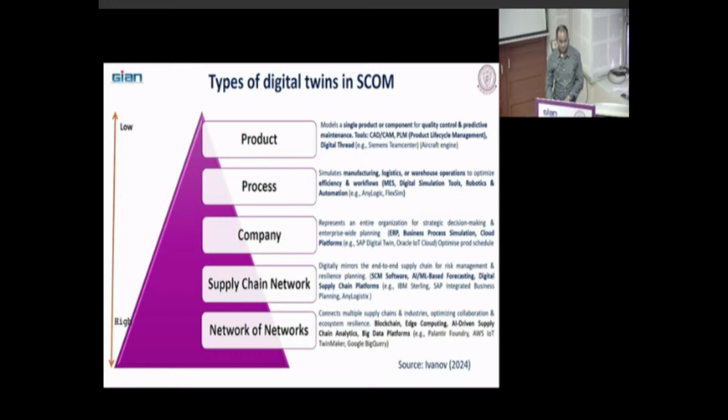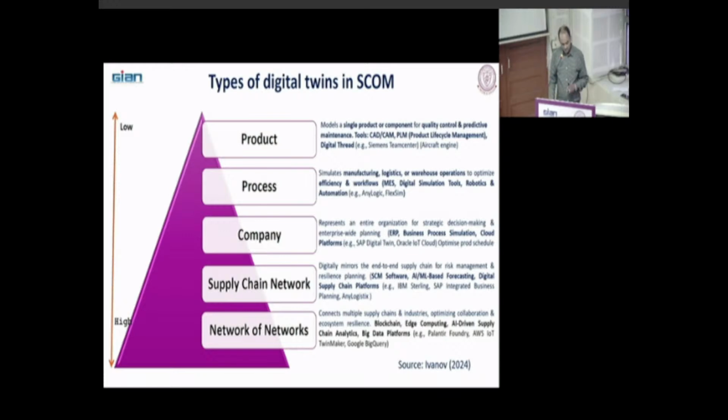Then supply chain network. A supply chain digital twin digitally mirrors the end-to-end supply chain, from the supplier end to the customer end. When you are considering all the members involved in that supply chain, all the third parties, fourth party logistics providers, all those members, and you create that model, it is called a supply chain digital twin. You can do risk management and resilience planning there, using supply chain management software, AI/ML based forecasting, and one of the important software is AnyLogistix. We are going to see how we use this tool.